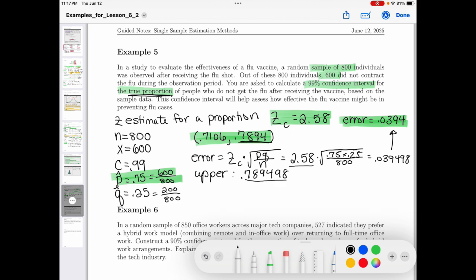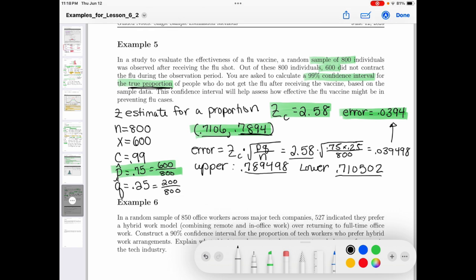The lower is when we take our point estimate and subtract. So we're going to take 0.75 and subtract the error, which is 0.039498. That's going to give us 0.710502. Again, really close. So you can see how rounding an intermediate step can throw off your answer, which is why it's very important to follow the rounding directions in the homework to make sure that we're all getting the same answers consistently.